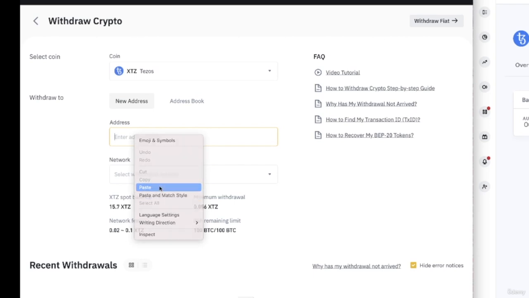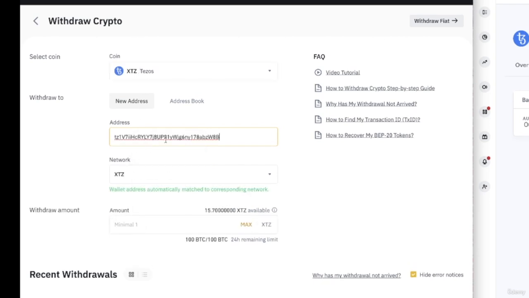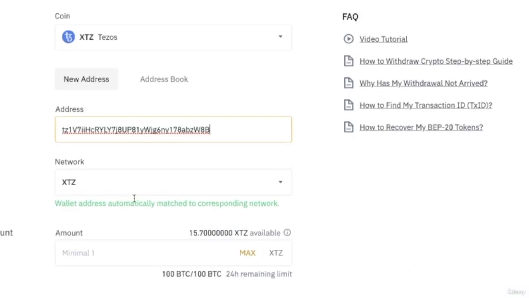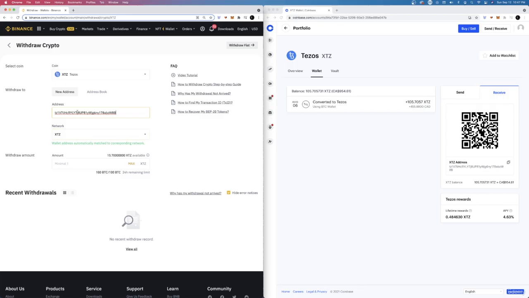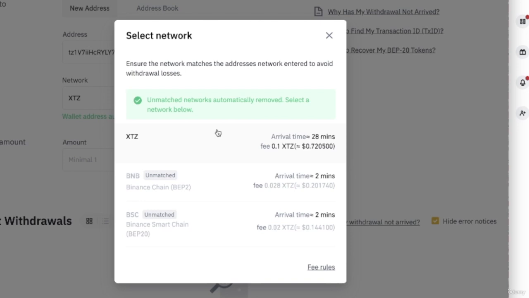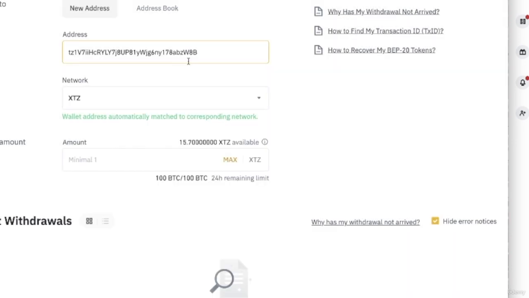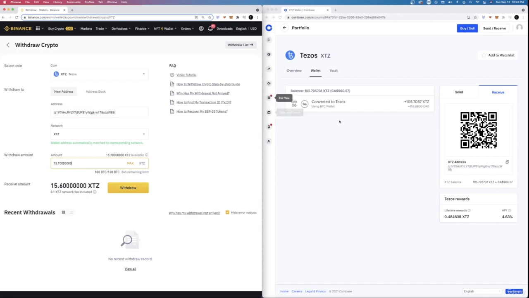So we're going to paste the address that we want it to go to. And once we did that, it also knows what kind of address this is. So every address is kind of unique, and it's fine if people see this. Never share your private key, but your public key is what it's all about. If we look here, it will cost for XTZ about 72 cents, so 0.1, and it'll take about 28 minutes, so that's not bad. And we're going to withdraw to this address, so it's going there. Okay, address, boom. You can make sure things are right as well.